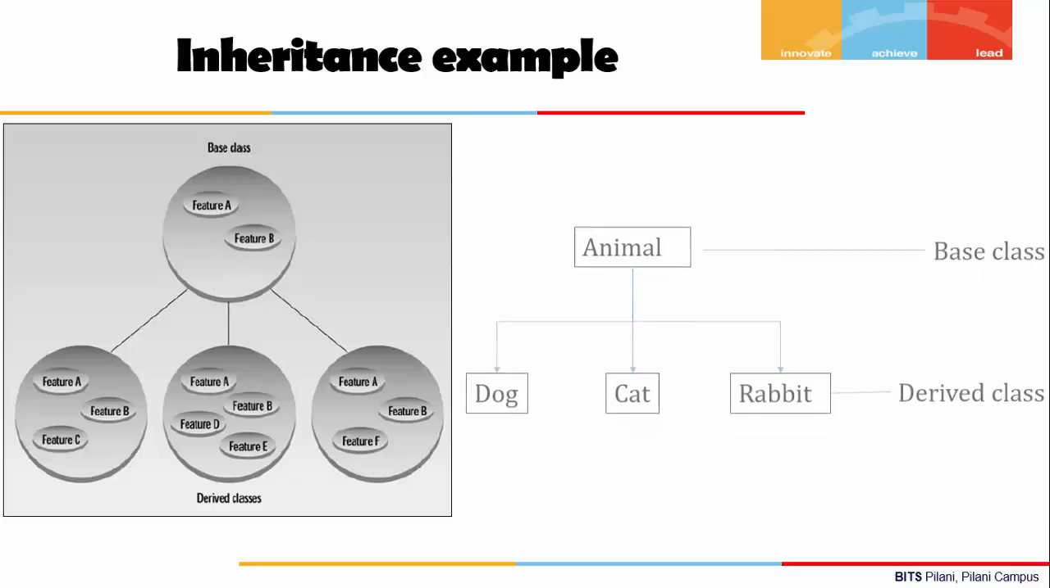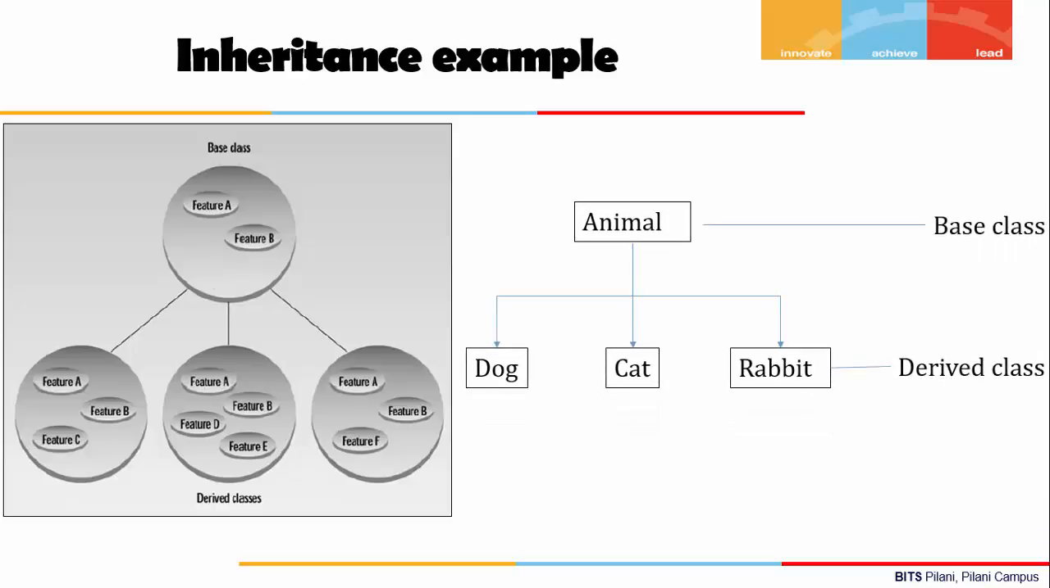So if you see one example, here animal is the base class. It has certain features which are common to all the group, say some number of legs, some number of tails, etc. Now we have certain derived classes from this base class: dog, cat, rabbit. Each of these has its own characteristics, like age, weight, anything.